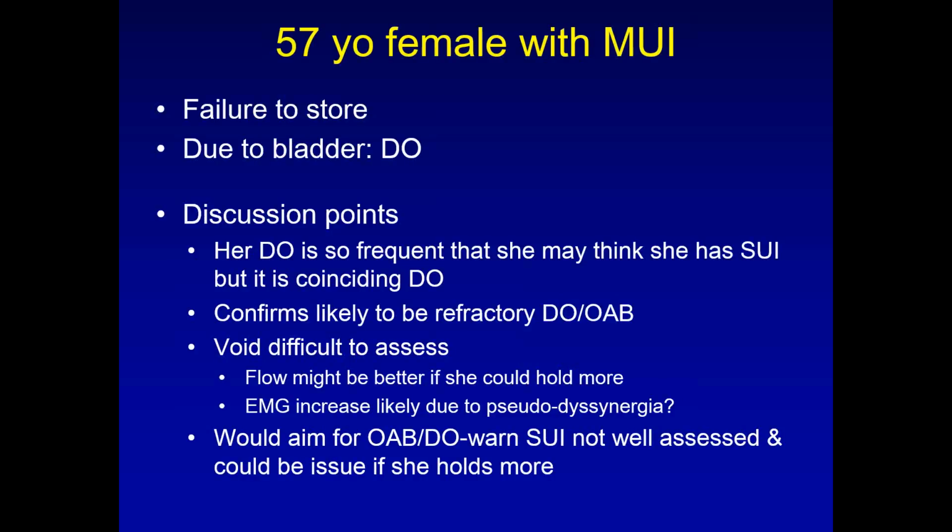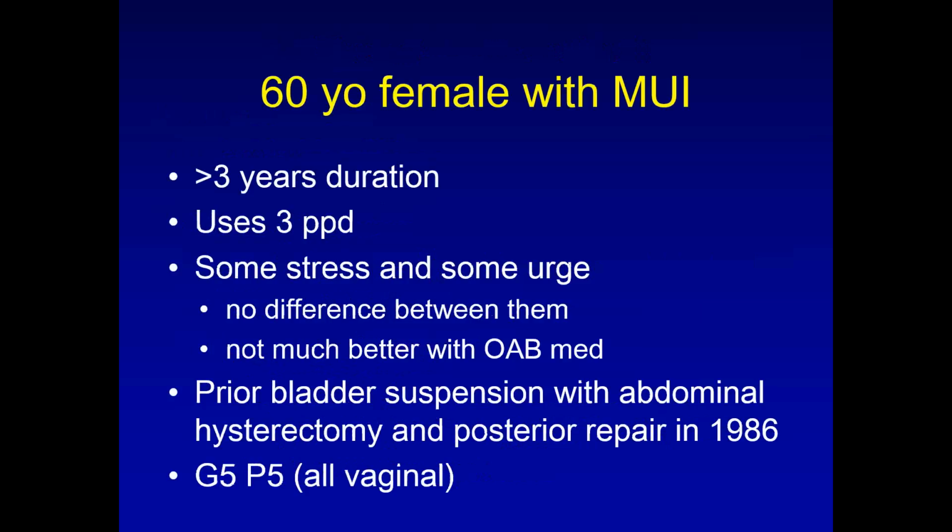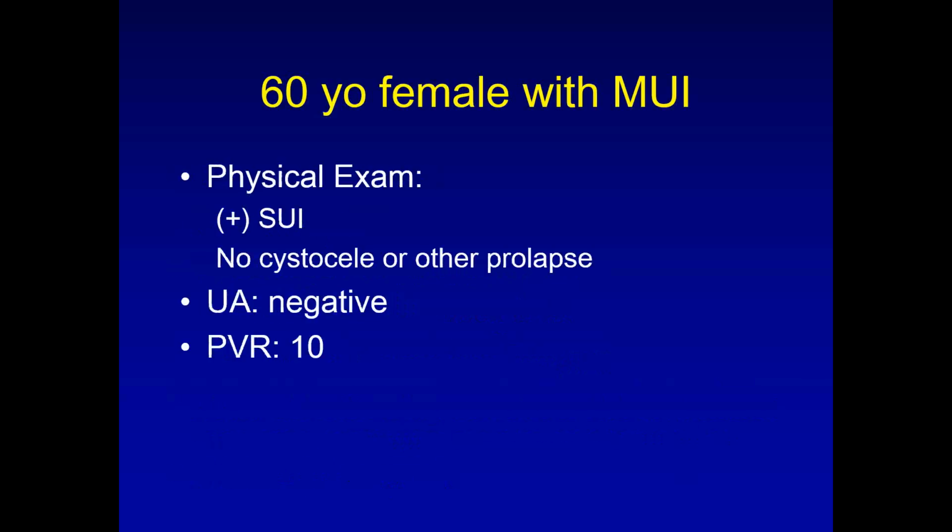Okay. Moving on. A 60-year-old female with mixed incontinence. She's had incontinence for over 3 years. She's using 3 pads a day. She also says she's got stress and urge, doesn't think there's a real difference between it. She gets put on an OAB medication, doesn't get better. She's had a previous bladder suspension, abdominal hysterectomy, and a posterior repair long time ago. She's had 5 vaginal deliveries. On exam, you do reproduce stress incontinence. She doesn't have any prolapse. Her UA is negative, and she's had a PVR of 10 cc's.